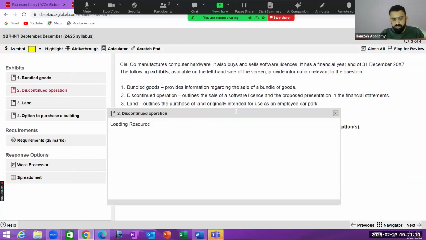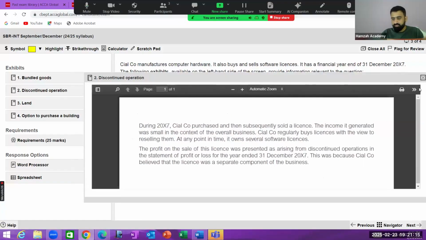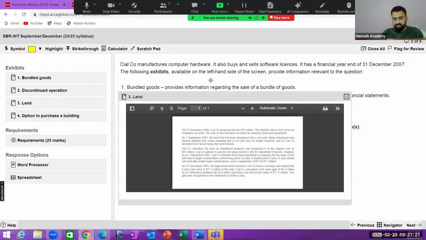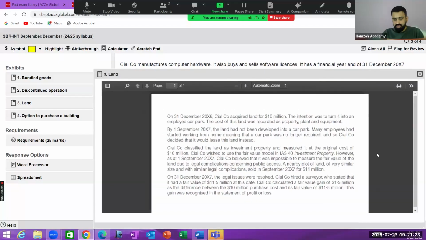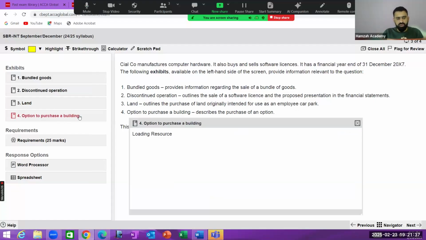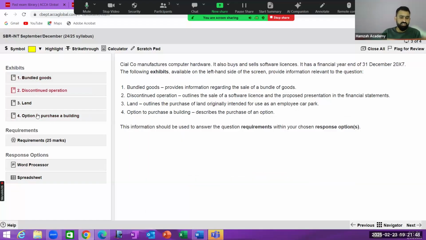Then we have discontinued operations, an IFRS 5 accounting issue. Then we have a land that might be relating to IAS 16 or IAS 40, property, plant and equipment or investment property. Then purchase of options to purchase a building that might be relating to some sort of derivative financial instrument, or maybe relating to other aspects of the accounting standards. So multiple accounting issues you can see in question number 3.